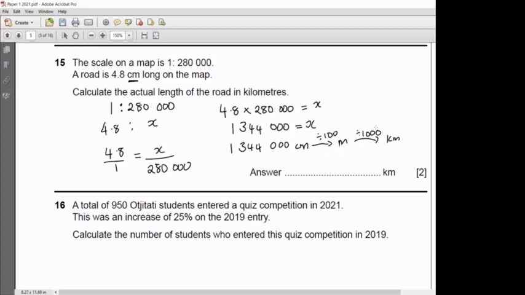So since the number is already there on my calculator, I have 1,344,000. I'll divide it by 100. That gives me 13,440 meters. So here I have, let me write it over here in meters. This gives me 13,440 meters. And then converting to kilometers, you just divide by 1,000. This is 13.440 kilometers. Okay, so this is an exact value. So we have 13.44 kilometers. The 0 does not need to be included.